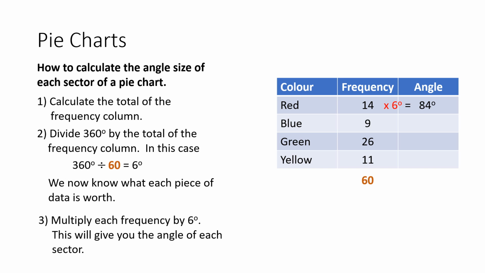I just need to multiply all the others by 6 degrees to work out the angle of each of the sectors, and then I can go ahead and draw it. Blue will be 54 degrees, green will be 156 degrees, and yellow will be 66 degrees.